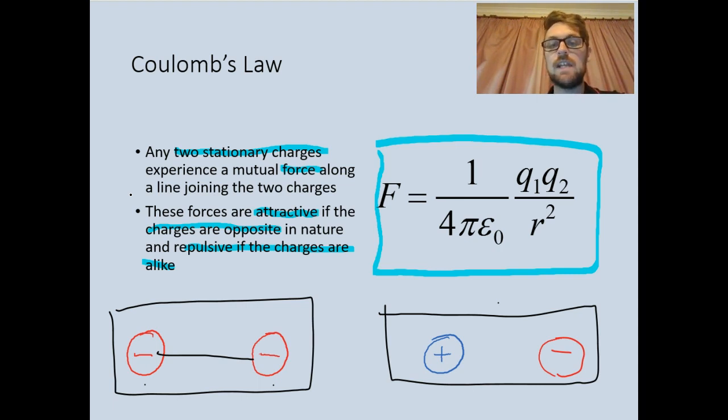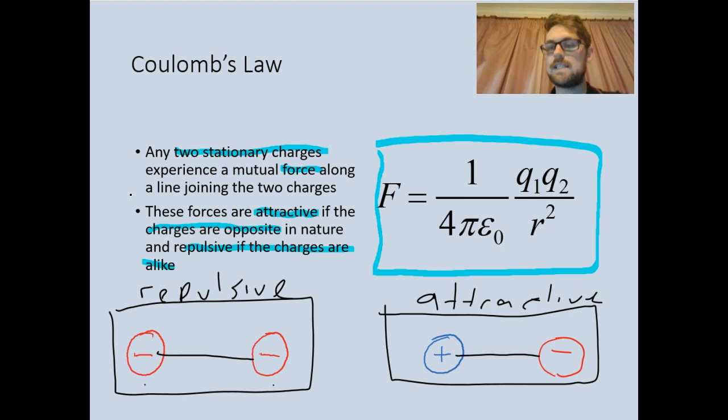So you can see here we have two negatives. Because they're alike, this is going to be a repulsive force. It would be the same if they were both positive charges. That would also be repulsive because they are alike. Now, if you come over to our next box, again, we're going to experience a force between the particles on the line joining them. Because they're opposite, they're going to be attractive.